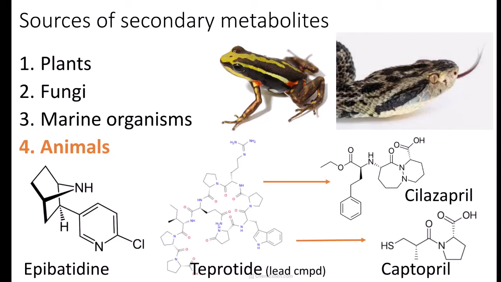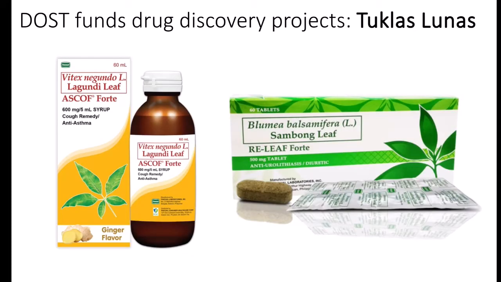Toxins and venoms obtained from animals played an important role in the curing of several diseases. For example, teprotide extracted from the Brazilian viper. It served as a lead compound and led to the development of the drugs captopril and cilazapril, which were effective against hypertension.